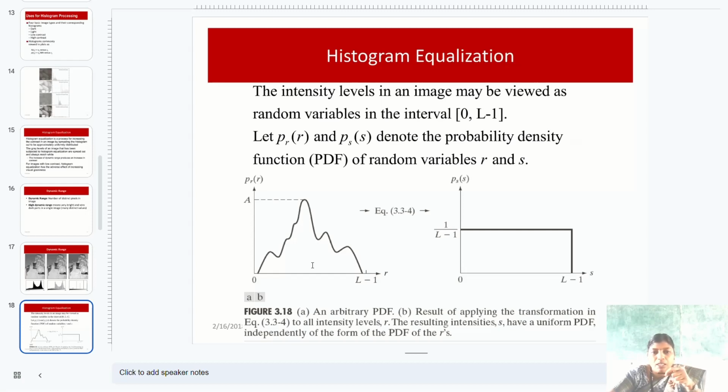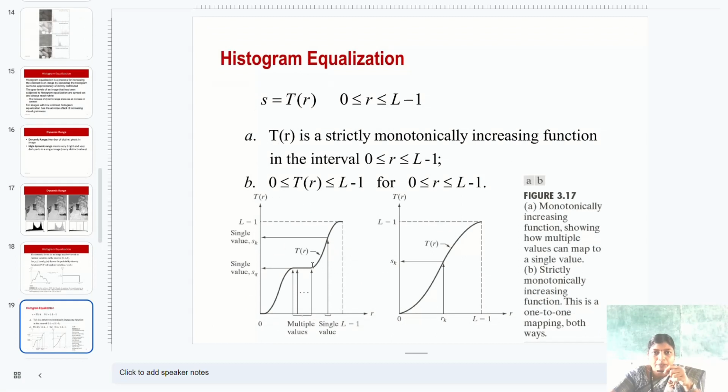The first one in your diagram represents the arbitrary PDF. Then the second one represents the uniform PDF levels of the same intensity levels.